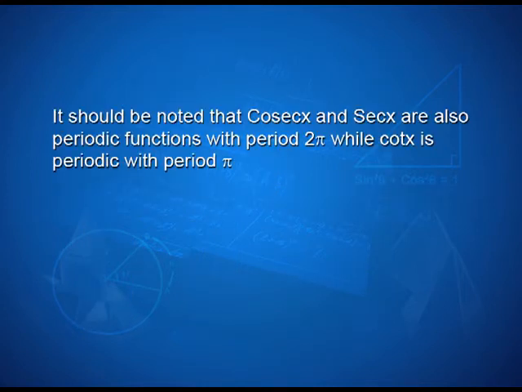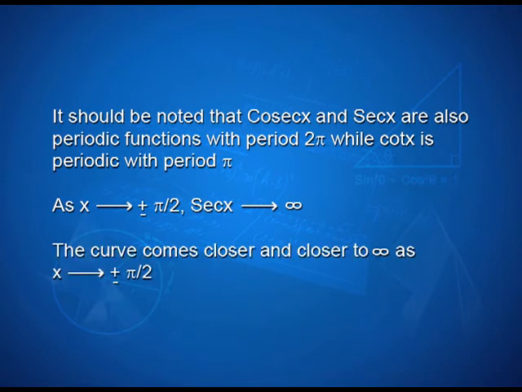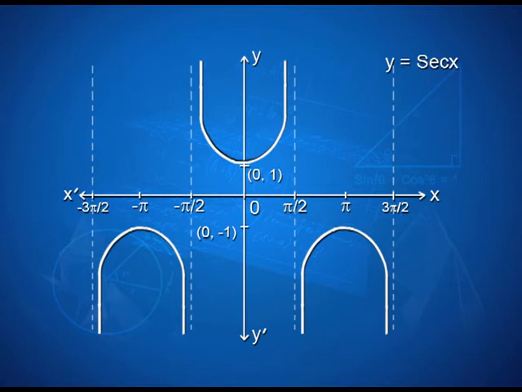It should be noted that cosec x and sec x are also periodic functions with period 2 pi, while cot x is periodic with period pi. As x tends to plus or minus pi by 2, sec x tends to infinity. So, the curve comes closer and closer to infinity as x tends to plus or minus pi upon 2. The graph of the function y is equal to sec x can be drawn in this manner, with X dash O X as x axis, Y O Y dash as y axis.